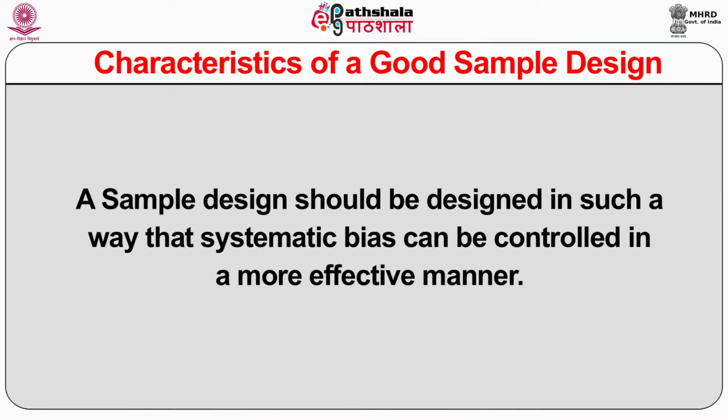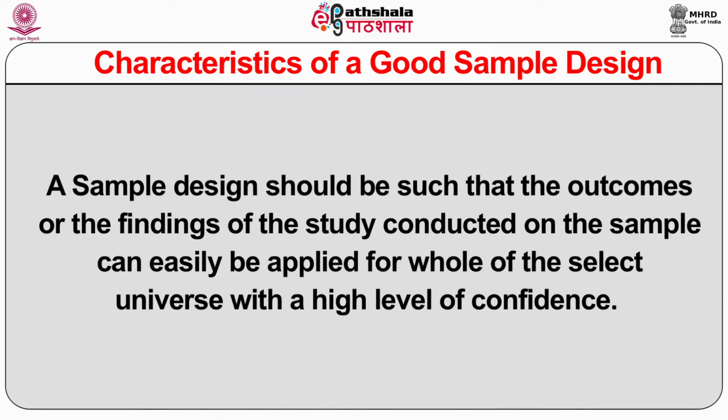Fourthly, a sample design should be designed in such a way that systematic bias can be controlled in a more effective manner. Fifthly, a sample design should be such that the outcomes or the findings of the study conducted on the sample can easily be applied to the whole of the select universe with a high level of confidence.